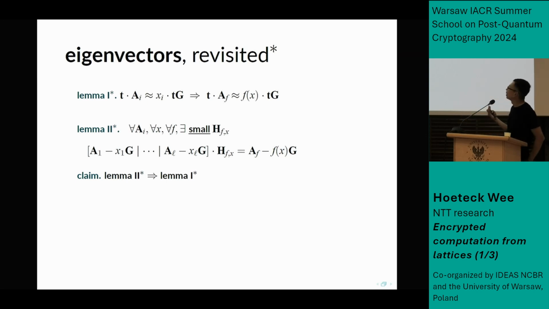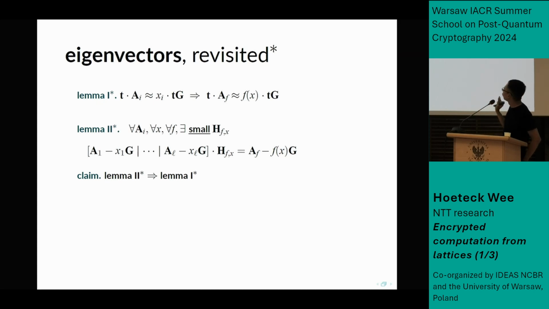And let me convince you that Lemma 2 star implies Lemma 1 star, where Lemma 1 star is basically what we use for our FHE scheme. Not the insecure version, but the secure version, not the one with the I, but the alternative version. Which says that if T times A_i is close to x_i times G, times T times G, then T times A_f is close to f(x) times T times G.